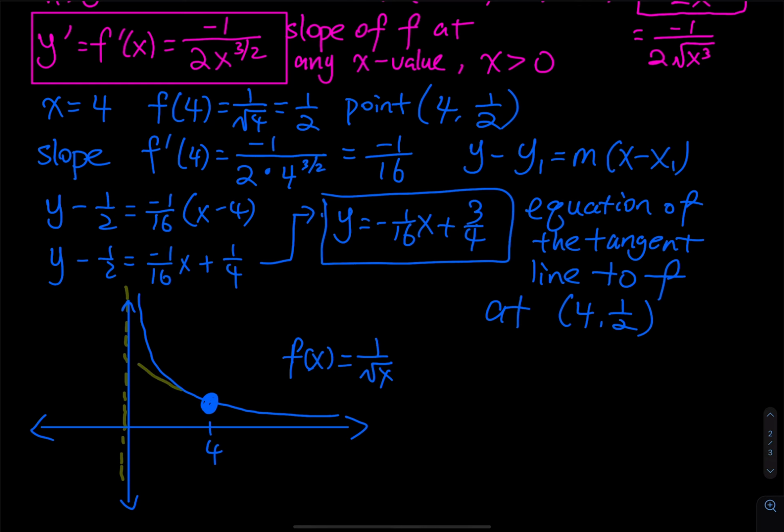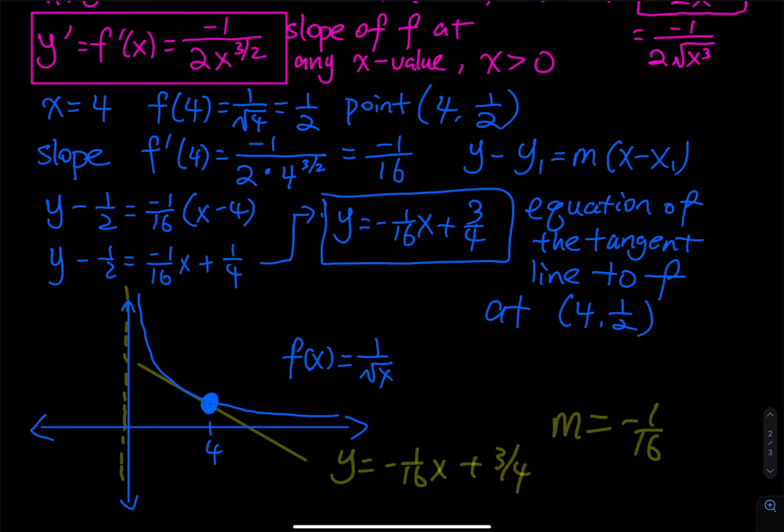So at this point you have a tangent line touching that point. The tangent line is y equals negative 1 over 16 x plus 3 over 4. The slope is equal to negative 1 over 16, since the line and the curve are touching each other at that point. So negative 1 over 16 is the slope of the straight line and the slope of the curve.